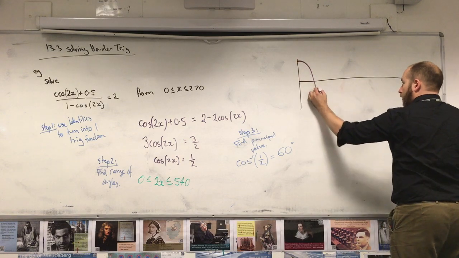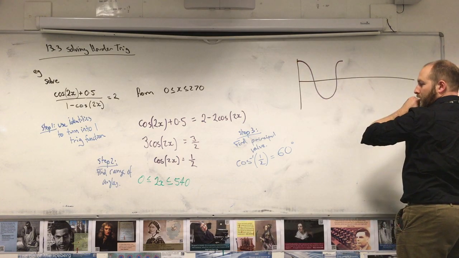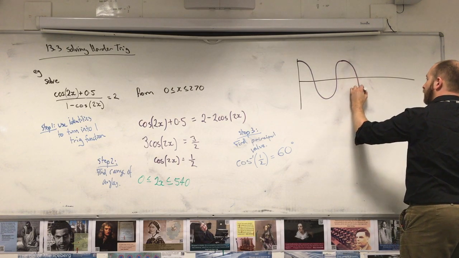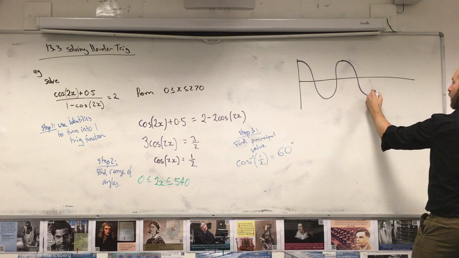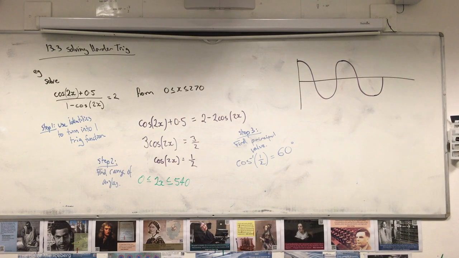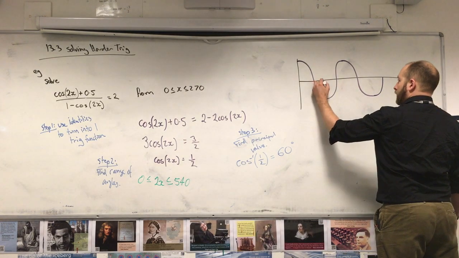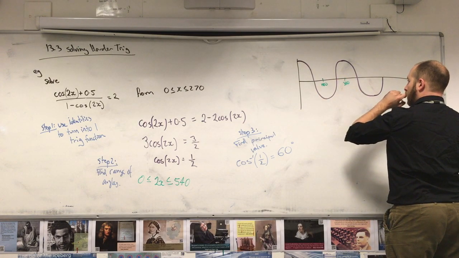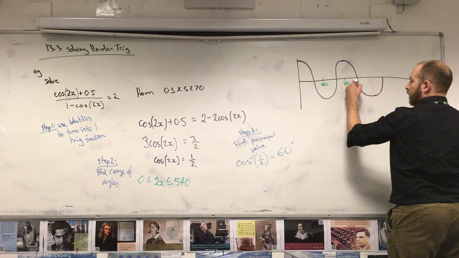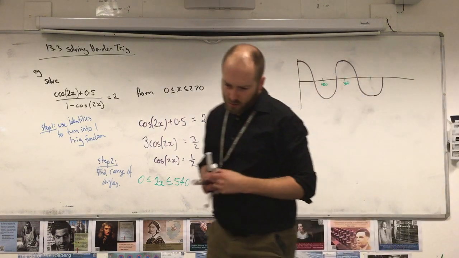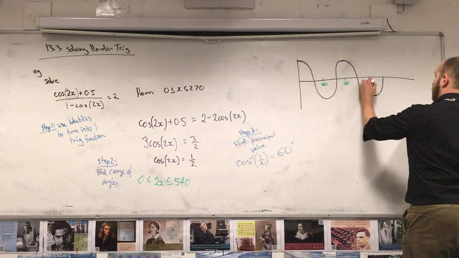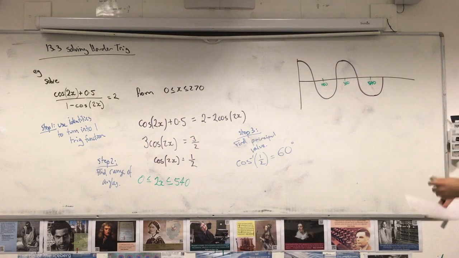So cosine starts at top, down and up. That would be 360, but we need 1 and a bit times that amount. So down, back up to there, I think. So if we label the axes, we've got 180, 360. Then we're going to get 540 there. Yeah, that's it. So that's our range of values.